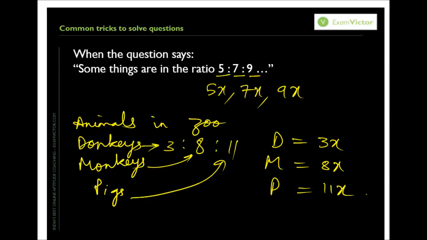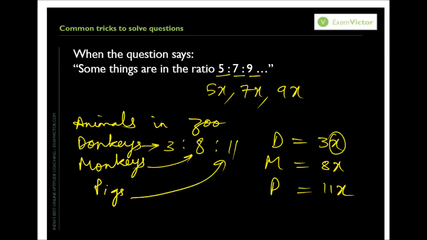What is this x thing that we have done? Why does it even work? See, it works because x is some constant which I don't know the value of, but it obeys this relationship that these three quantities have to be in the ratio 3 is to 8 is to 11. All I'm saying is I don't know the actual number of donkeys, monkeys or pigs. All I know is that whatever that value is, the three values will obey this relationship 3 is to 8 is to 11. So if I multiply 3 is to 8 is to 11 by some constant x, then I will get that value. And I hope to get that value when I'm solving the question.